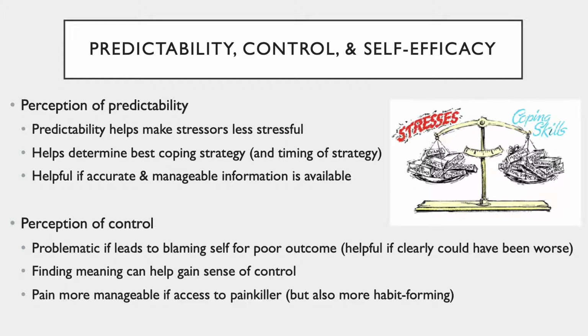The research suggests that high control appears to be most useful when there's also high predictability. And again, this doesn't have to be real. It's about the belief that something is controllable or manageable and predictable in some way.